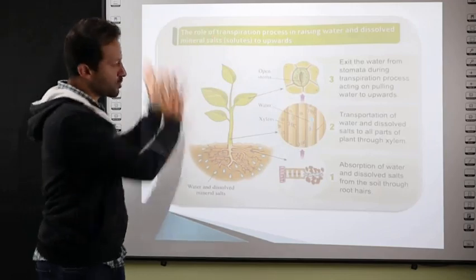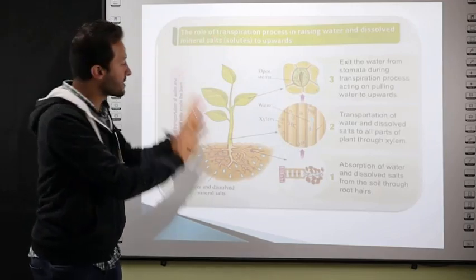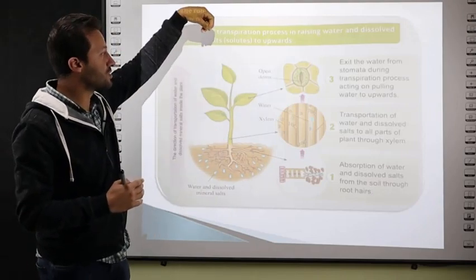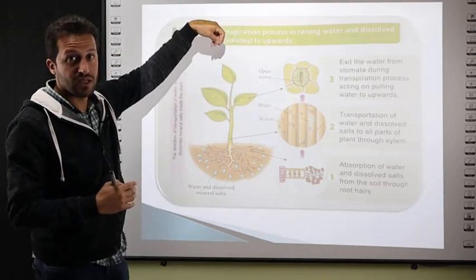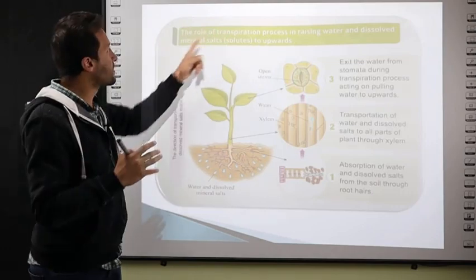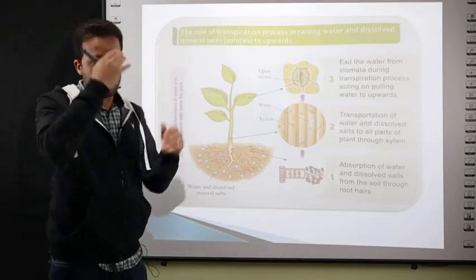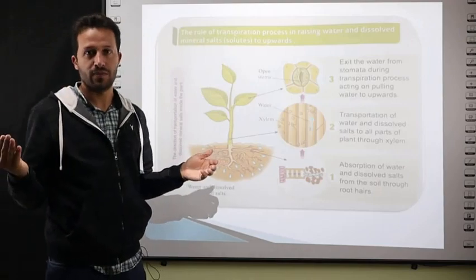So what will push the water and the mineral salts inside the stem? Or what will pull the water and the mineral salts towards the leaves? It is a force called transpiration. Transpiration is something like sweating in humans.